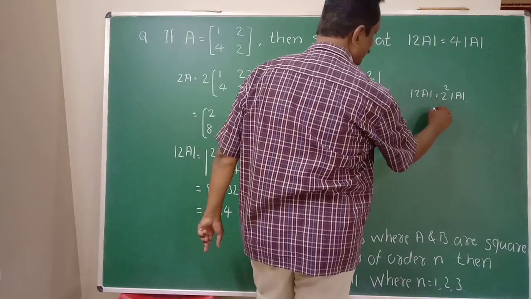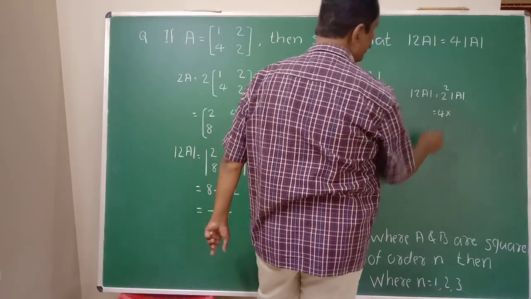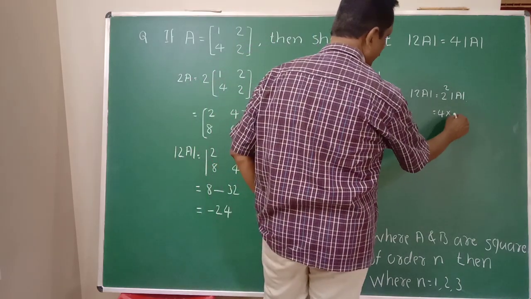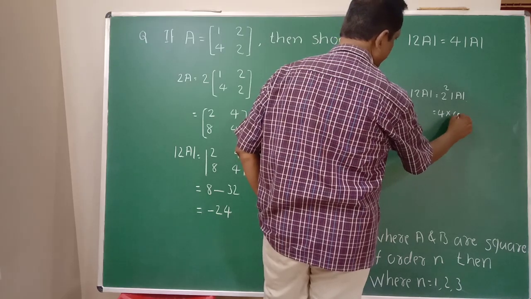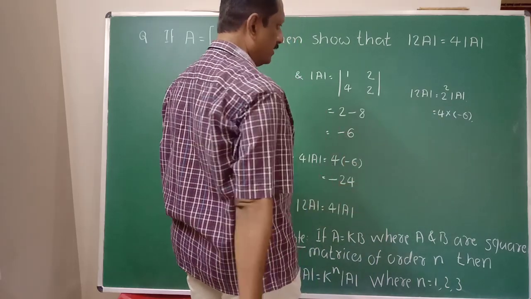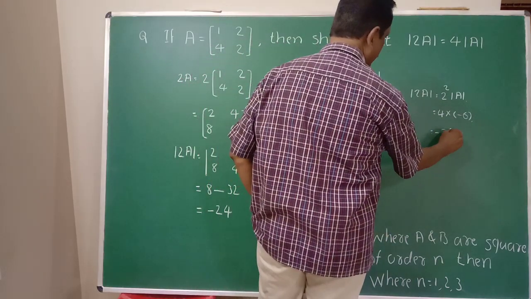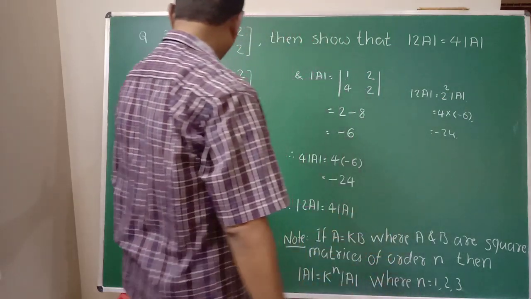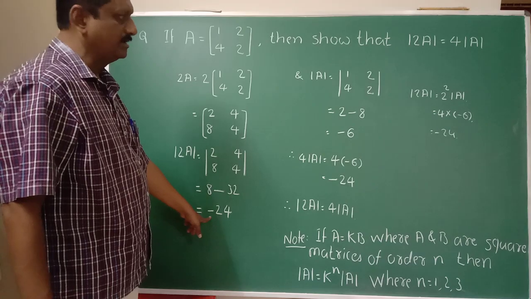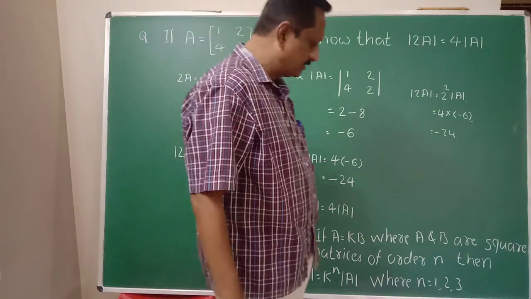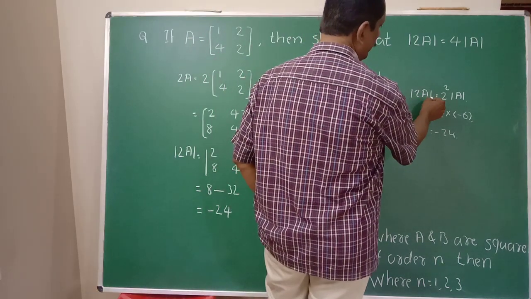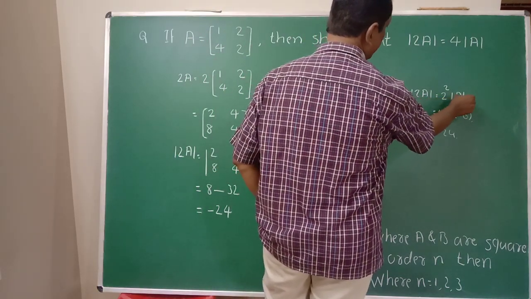Therefore 2 square is 4, into determinant of A, whose value is minus 6. Therefore it gives minus 24. Even here, determinant of 2A is equal to minus 24. Hence, we can apply this formula. It is useful for competitive examinations. Hence, determinant of 2A is equal to 2 square into determinant of A.